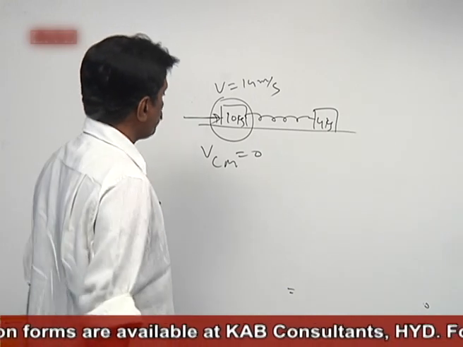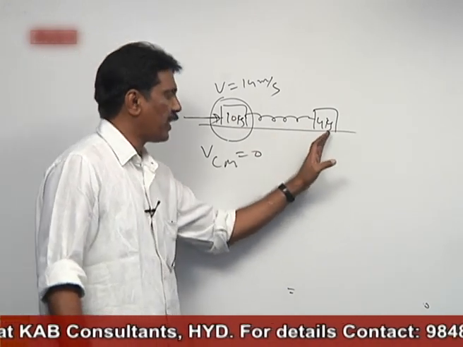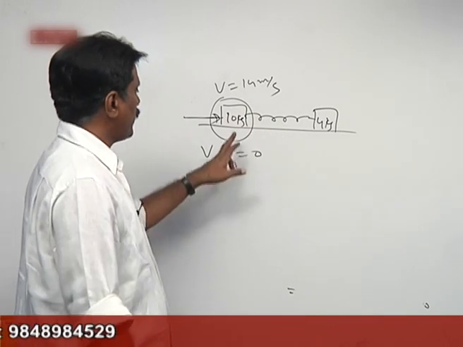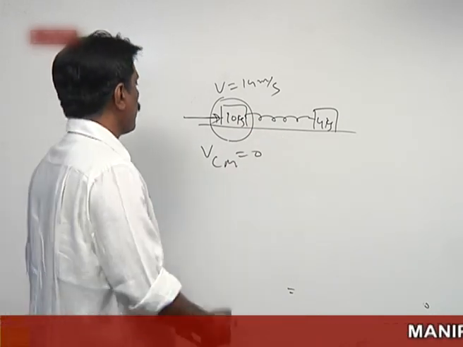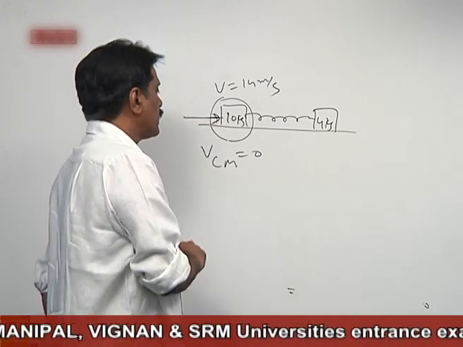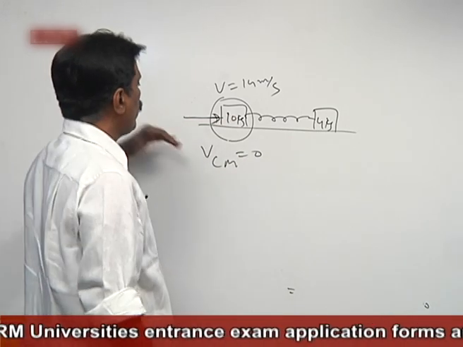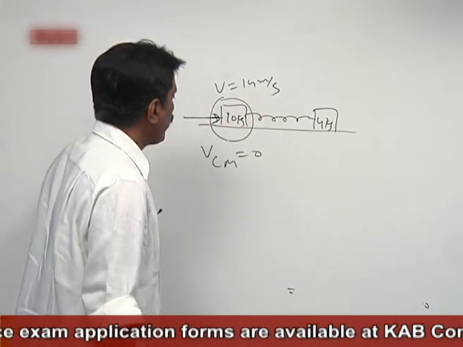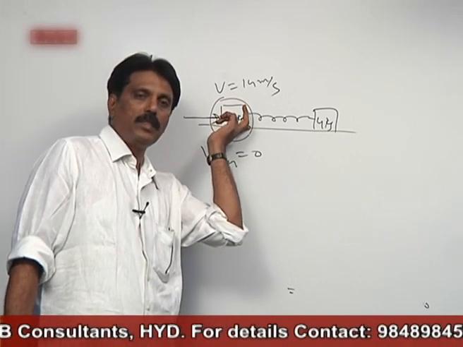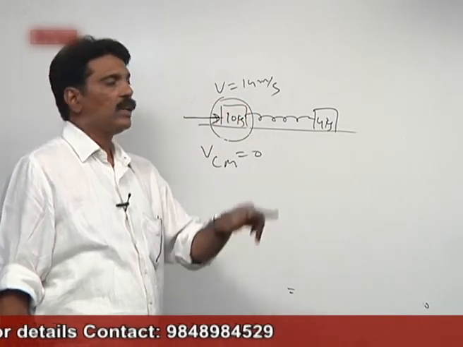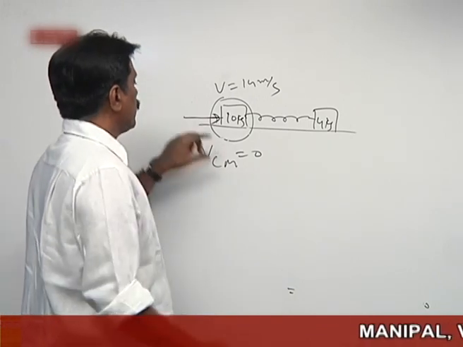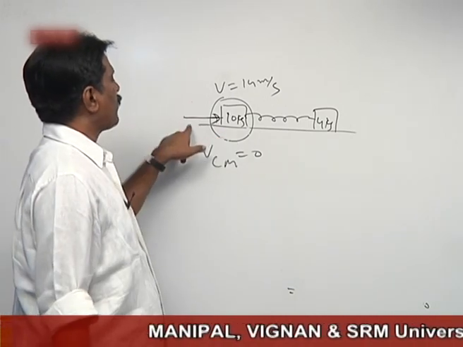Here, even though both the blocks are at rest initially, we cannot say that the center of mass won't move when we apply an impulse on this. When we apply an impulse on the 10 kg block, we are applying a sudden force on it. So, there is an external force on the system. Therefore, what we have to find is how much velocity it acquires after this impulse.